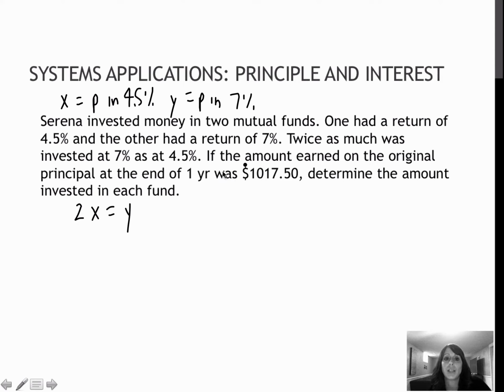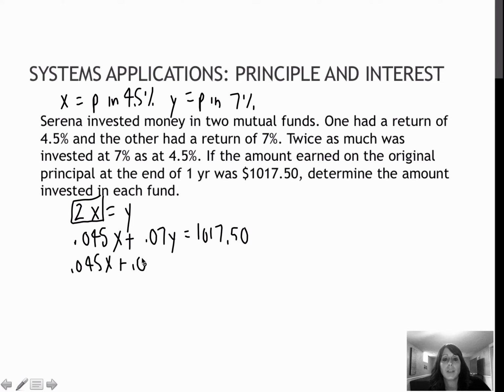And then the other sentence will be very similar to our last question. So the amount earned in the original principal at 1 year was $1,017.50. So again, that's principal of x times the rate of 4.5%. That would be the interest on the first account. On the second account, it would be 0.07 times y. Total interest is $1,017.50. And this one, I'm going to go ahead and solve by substitution. So 0.045x plus 0.07 times 2x instead.